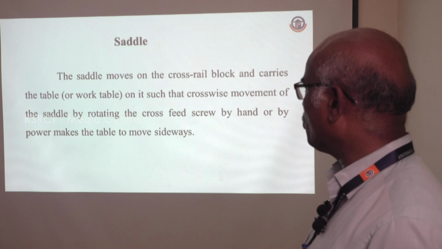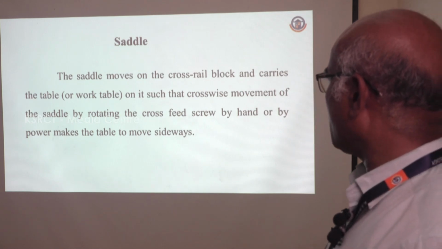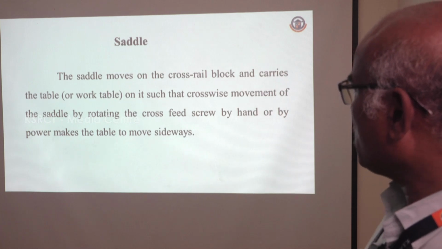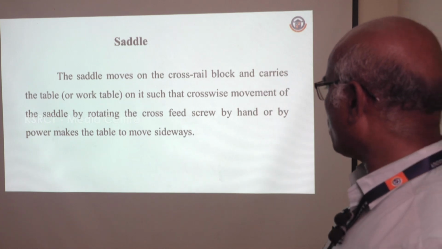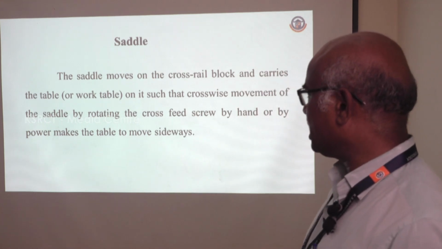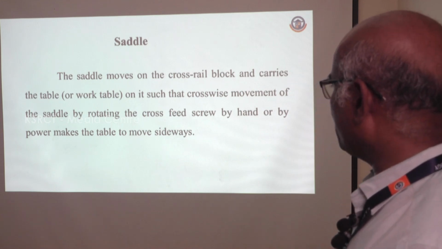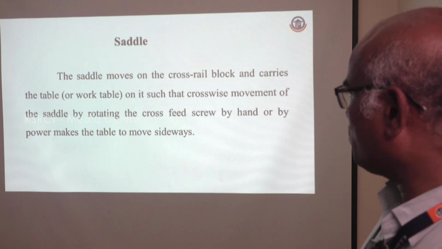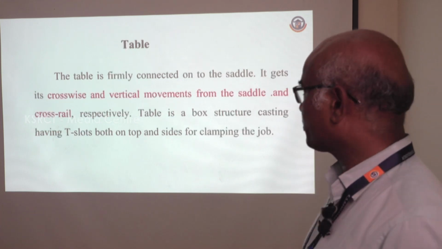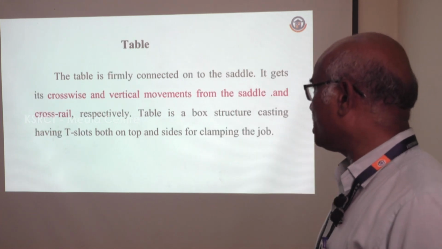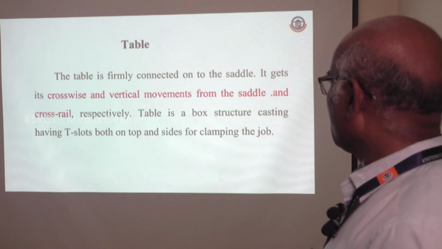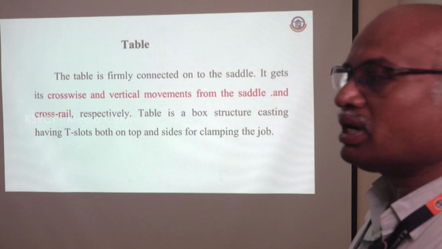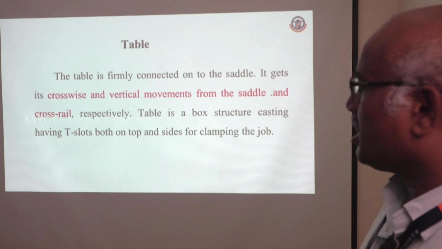Next one is the saddle. The saddle moves on the cross rail block and it carries the work table. By rotating the cross feed screw by hand or power, the table moves sideways. The table is firmly connected to the saddle. It gets crosswise and vertical movement from the saddle and cross rail.